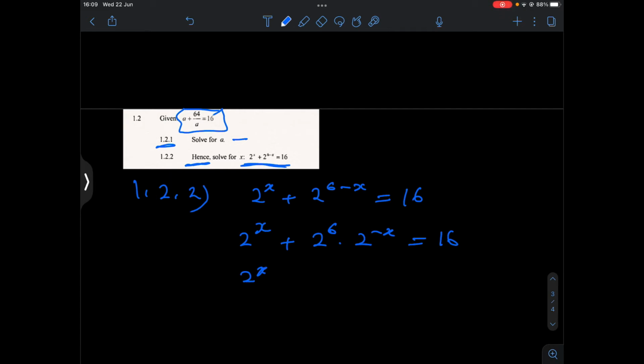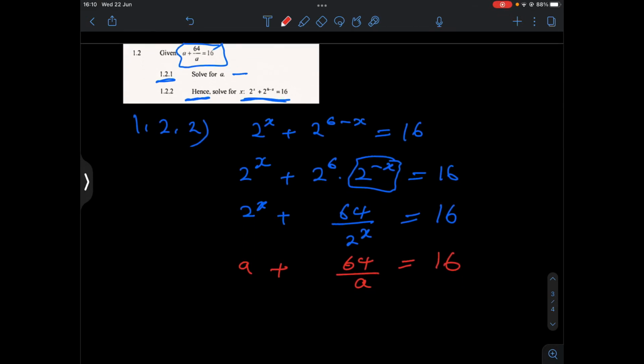We have 2 exponent x plus 2 to the power of 6. What is 2 to the power of 6? It should be 64. So this is the same as 64 divided by 2 to the power of x. Rewriting this one, bringing it to the denominator, the exponent changes sign from negative to positive. So that is equal to 16. Now can you see that this equation has the same form as the equation that we just solved, a plus 64 over a, which is equal to 16.